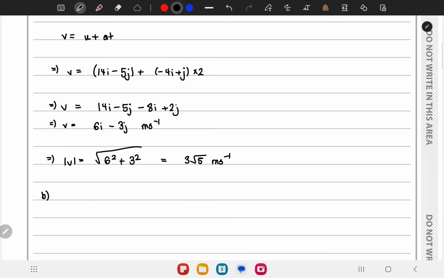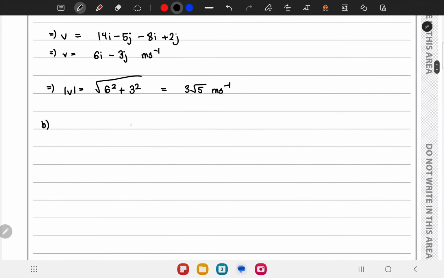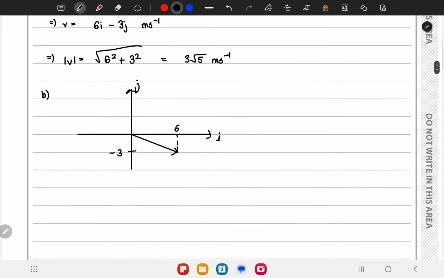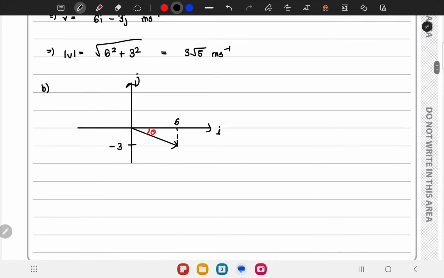Now in part B, we have to find the size of the angle between the direction of i and the direction of motion. So if I draw a sketch, this is j, this is i. 6i minus 3j will be 6 comma minus 3, so somewhere over here. So this is 6 and this is 3 or minus 3. We have to find this angle over here. This is the required angle.